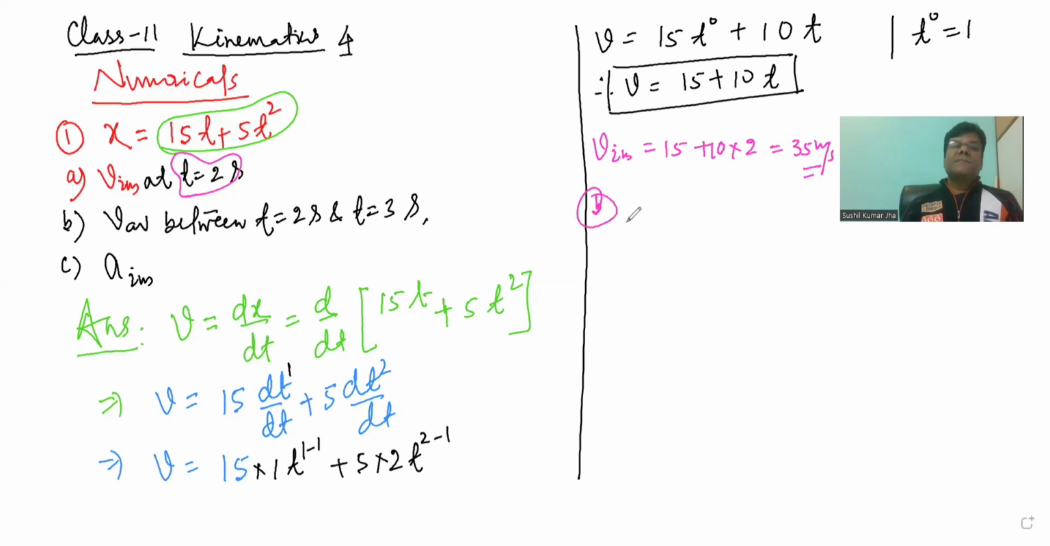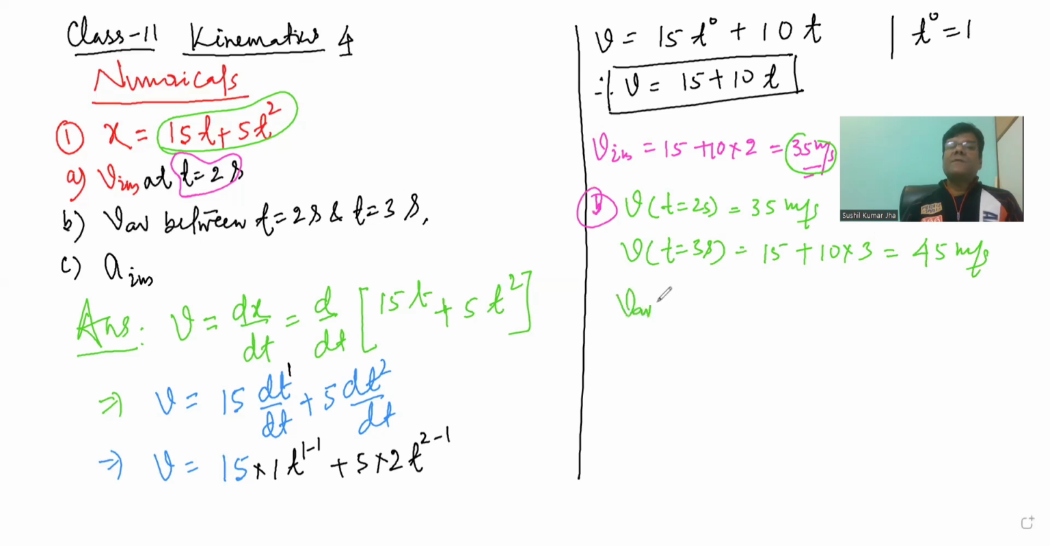Second part, the B part, is the v average between t equal to 2 seconds and t equal to 3 seconds. The v at 2 we have already found. So v at t equal to 2 seconds is 35 meter per second, and v when t is 3 seconds will be 15 plus 10 into 3, so 30, plus 15, 45 meter per second. What we are told is v average. So v average is what?